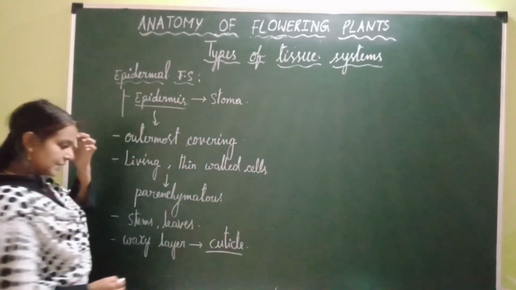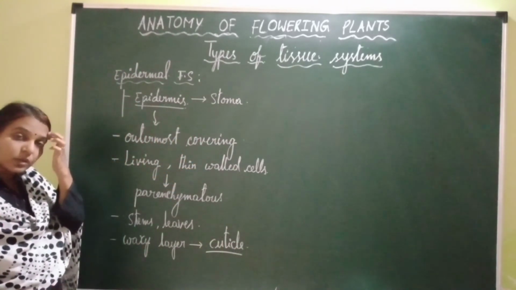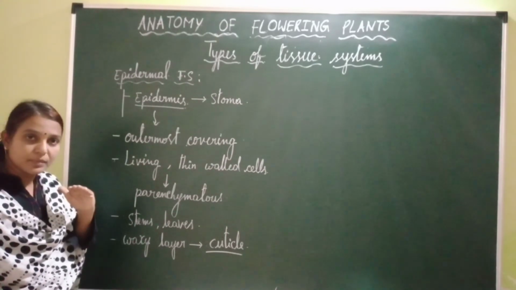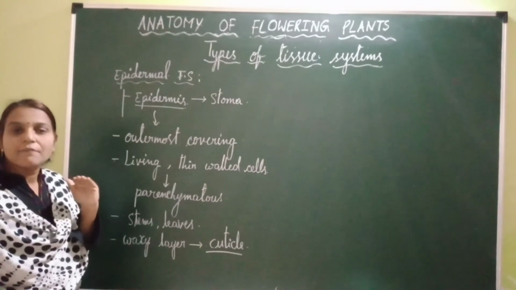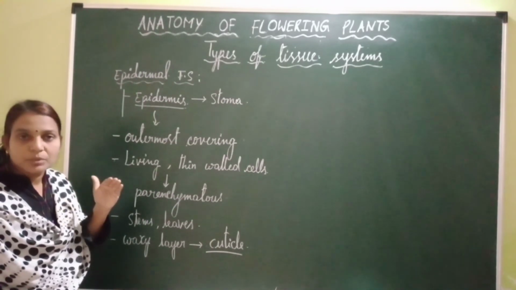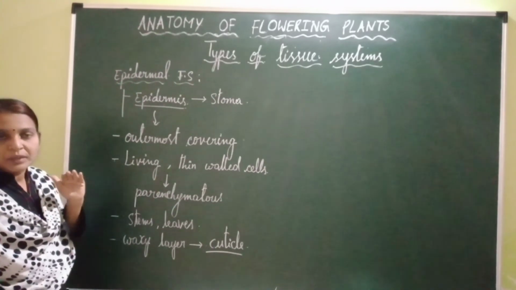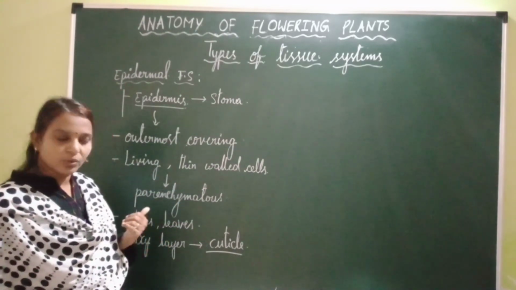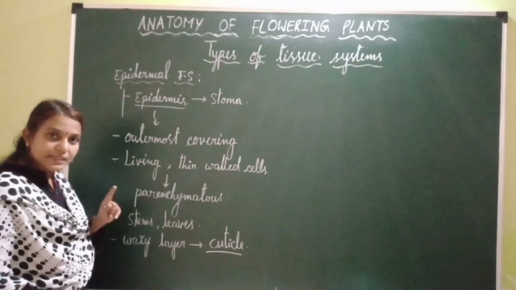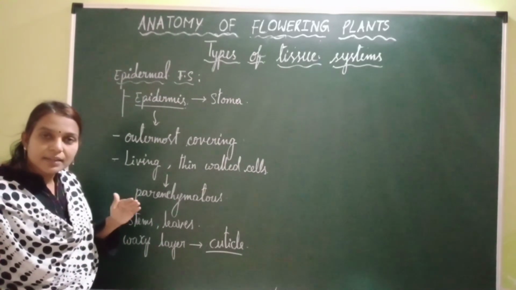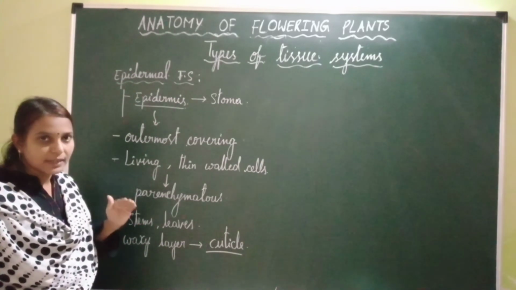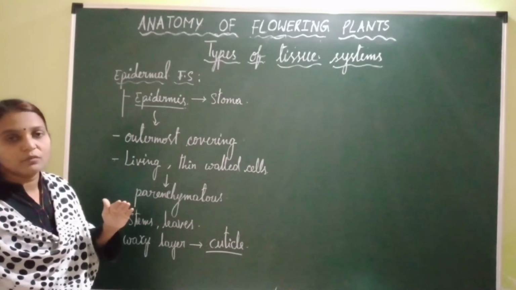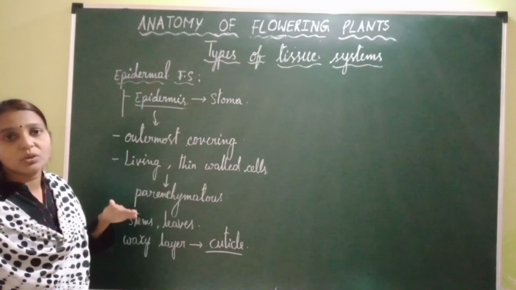So how is this waxy layer formed? Because of the secretion of epidermal cells. The epidermal cells secrete a fatty substance which is waxy in nature, called cutin. Hence it is involved in the formation of a layer above the epidermis called cuticle.